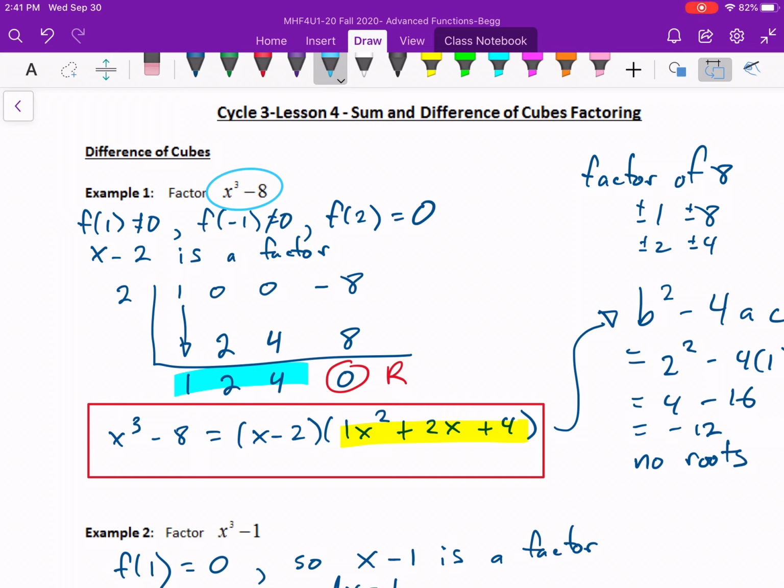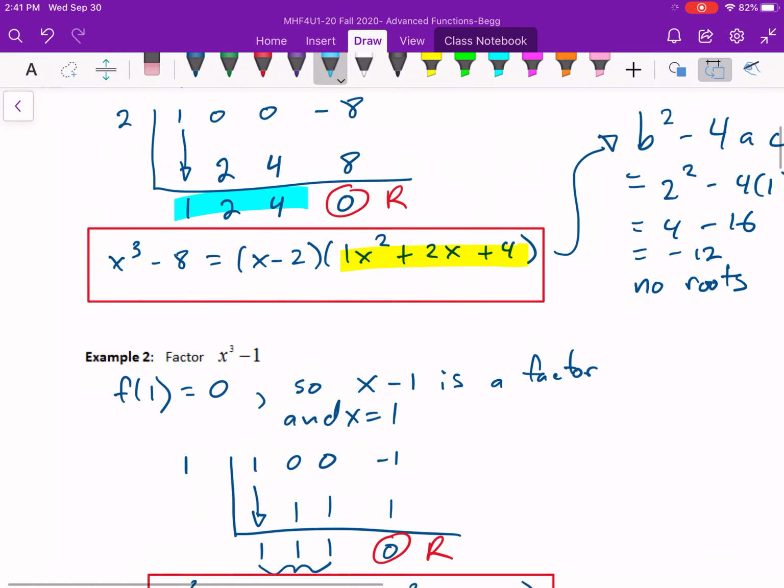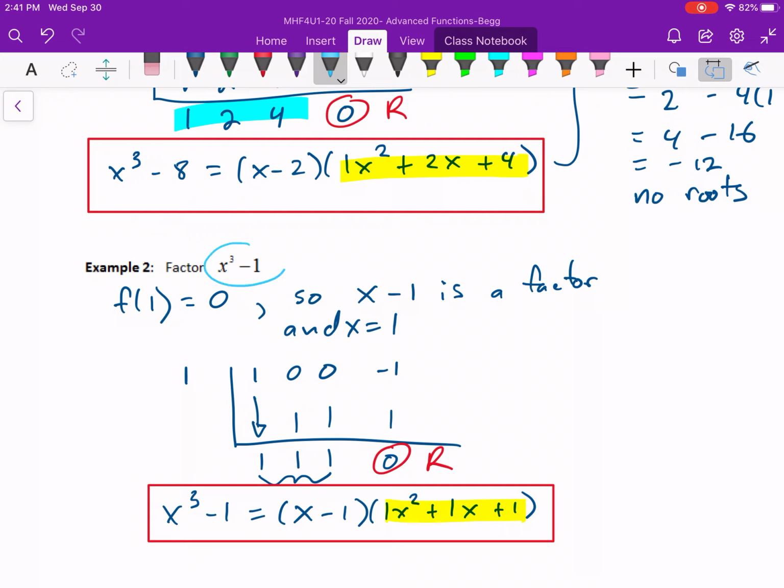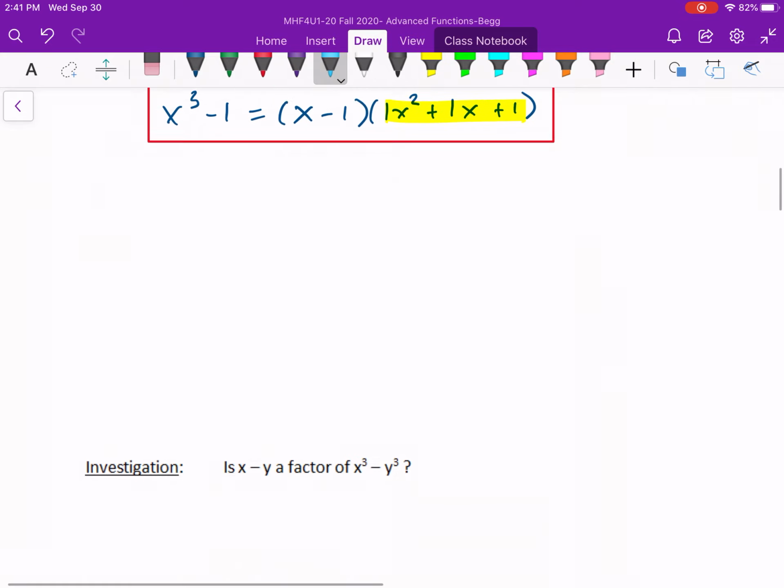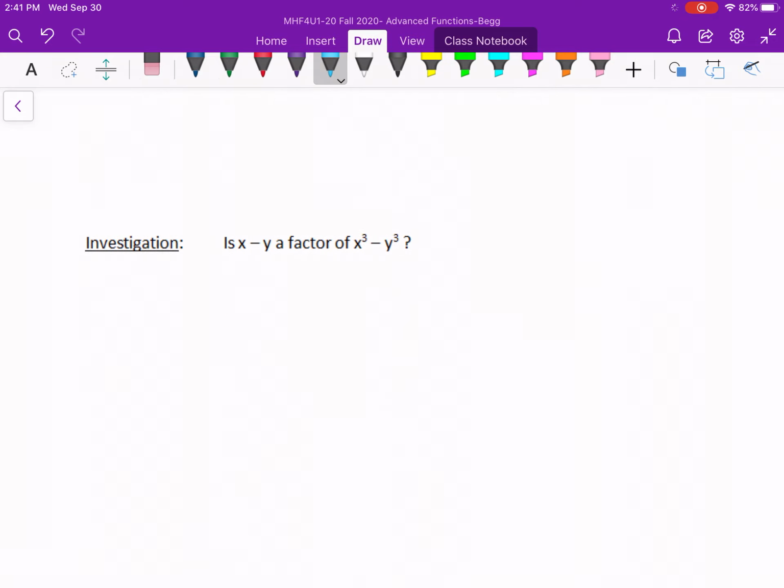X cubed is a perfect cube. 8 is also a perfect cube. 2 times 2 times 2 equals 8, and there's a minus sign between them. X cubed minus 1 is also a difference of cubes. 1 times 1 times 1 is a perfect cube. So here we have a difference of cubes again. Two perfect cubes with a minus sign between them.